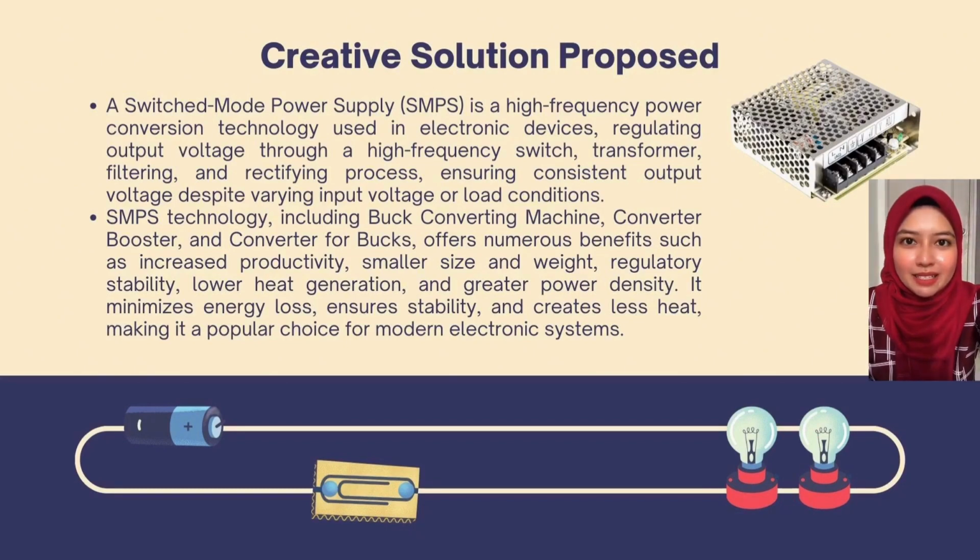The SMPS operates through a high-frequency switch, a transformer, and a filtering and rectifying process, providing a steady direct current output. The output voltage is regulated via a feedback control loop, ensuring exact and consistent output voltage even when input voltage or load conditions vary.